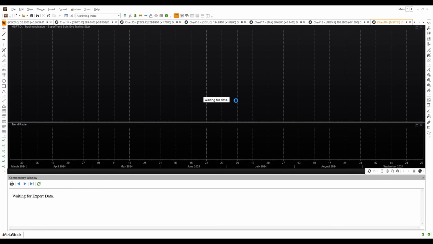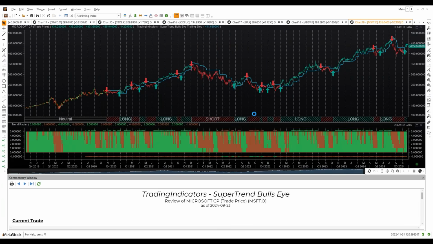Let's open it up. This is the daily chart. Let's have a quick look and see how the indicator performs on Microsoft. There we go. That looks pretty good. You can see once again our sell and long entry signals. We just triggered a nice sell signal recently, last week, with a nice follow through already.